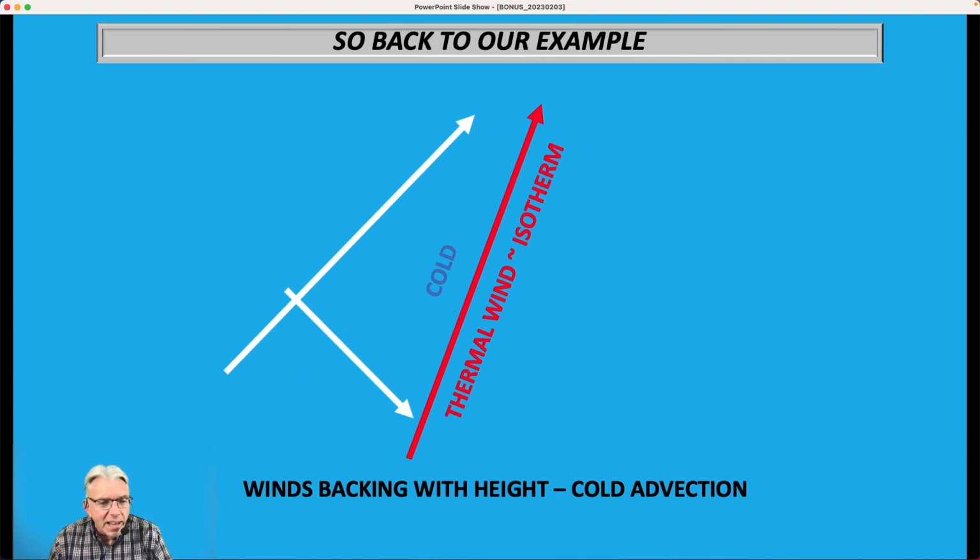Now, what do I mean by that? Well, it means that the wind direction is turning in a counterclockwise manner. So it's starting off northwest, and then it's turning around to the southwest. And whenever you have that, that means you have cold advection going on between those two levels, okay? So if the wind is backing with height, turning counterclockwise, then that means that you've got cold air moving in to that particular layer, okay? I hope that makes a little bit of sense.